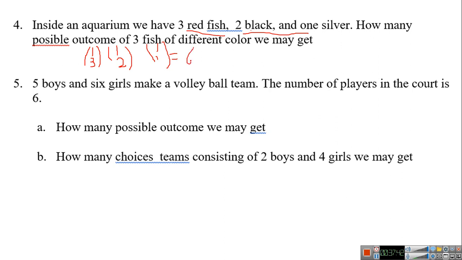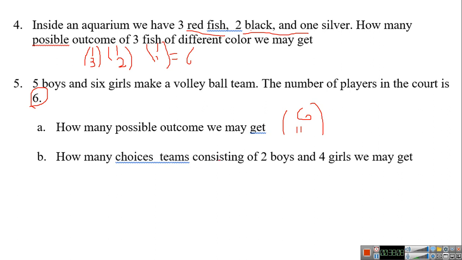I have 6 choices. 5 boys and 6 girls make a volleyball team. The number of players on the court must be 6. I want to pick 6. I have 5 boys and 6 girls. How many possible outcomes you may get? I didn't tell you the first one I pick is going to be the center, the second one is going to be right at the back, left, whatever. I need to pick 6 out of 5 boys and 6 girls. So 6 out of 11.